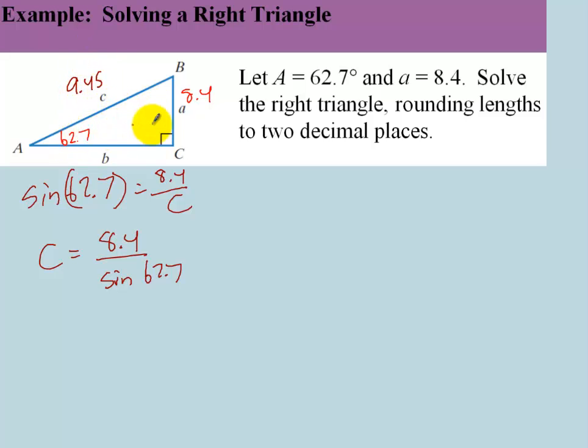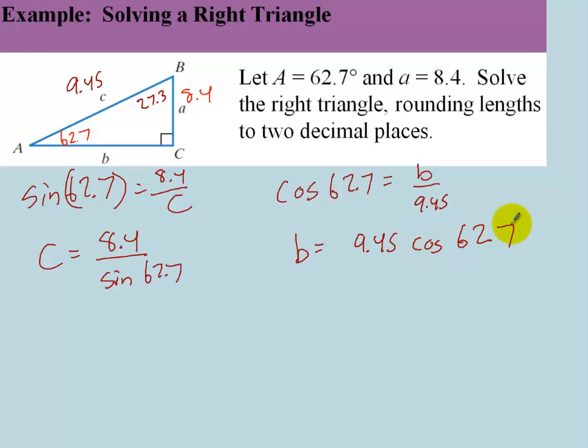If you have angle A, C is 90. Angle B is just going to be 90 minus 62.7, so that's 27.3. Now we've got to get side b. Cosine of 62.7 equals b over 9.45. In other words, b equals 9.45 times the cosine of 62.7. You plug that into your calculator, and what you're going to get is b equals 4.33.